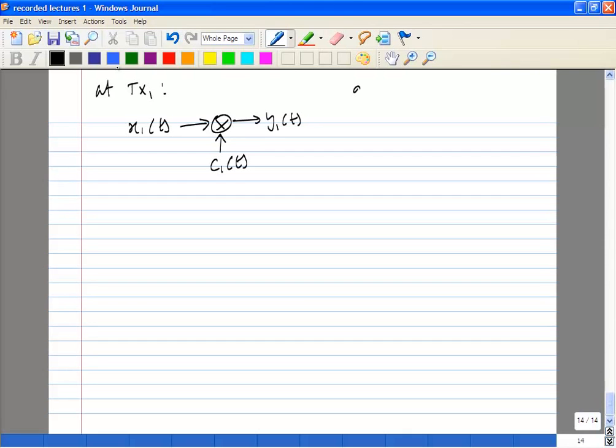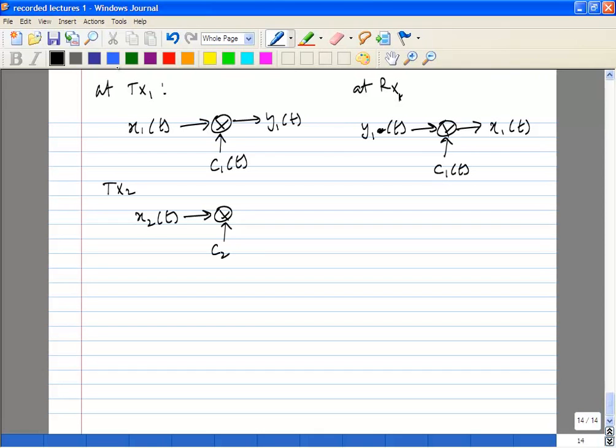At the receiver, let's say receiver 1, which is not the receiver of user 1 but the receiver which receives TX1, y1 of t is received and multiplied with the same exact code to regenerate x1 of t. Let's say there is a second transmitter TX2 that transmits a different signal. This uses a different code c2 of t and produces y2 of t.